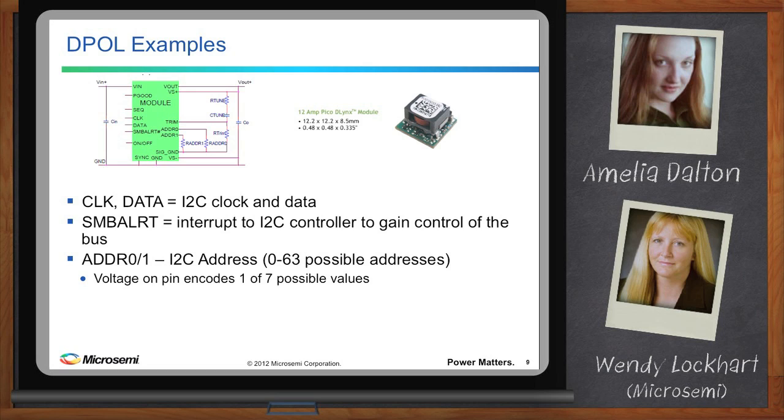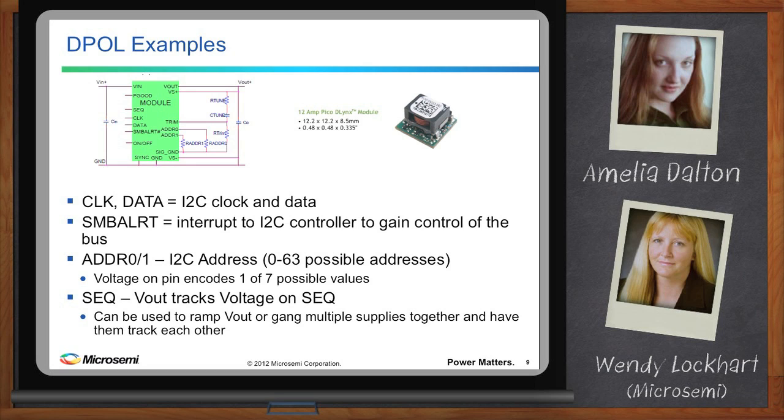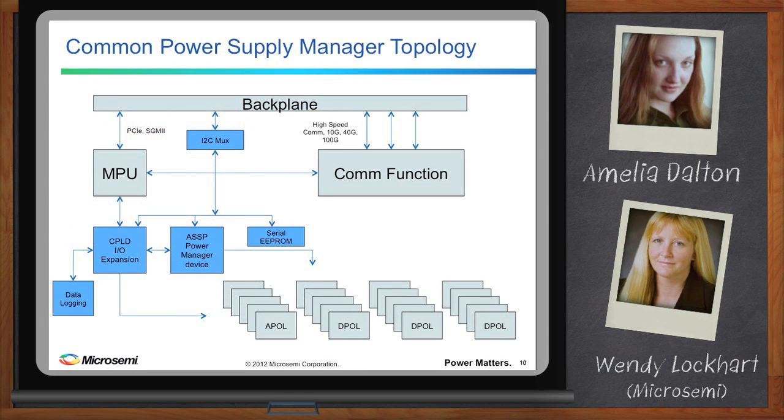Okay. The SEQ pin can be used to ramp Vout or gang multiple supplies together and have them track each other. This is sufficient for a very simple power sequence, but they lack the flexibility or reconfigurability needed for complex power sequencing. If we look at how these all fit together in a communication system, they may be using an ISP pack or ADM 1066 power supply management device, along with a CPLD for I/O expansion, and a processor to communicate to the backplane through the I2C MUX for the PM bus.